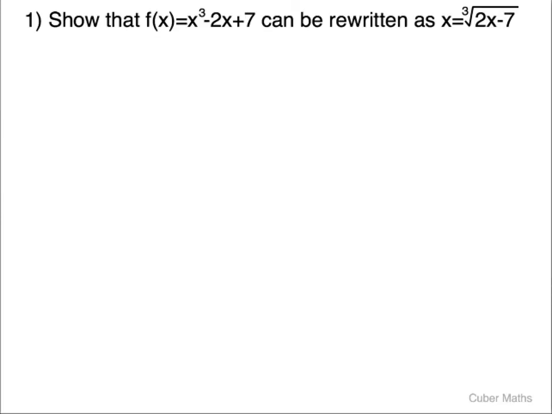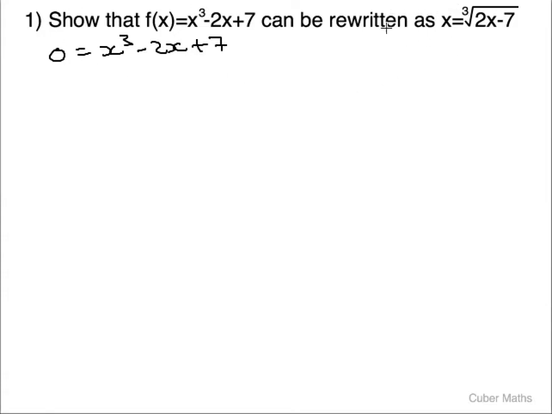Here we have our first question, and it says show that f(x) is equal to x cubed minus 2x plus 7 can be written as x is equal to the cube root of 2x minus 7. So the first thing we do is write this first equation equal to 0. So we're going to have 0 is equal to x cubed minus 2x plus 7. And now we can start to rearrange.